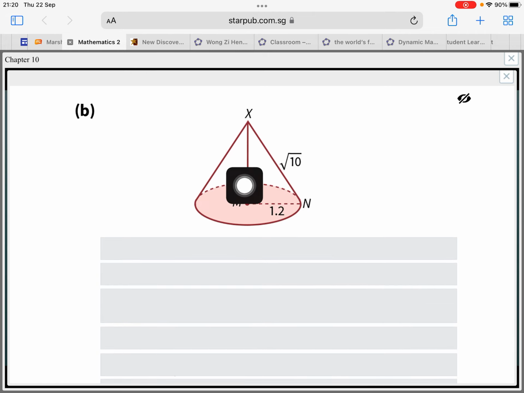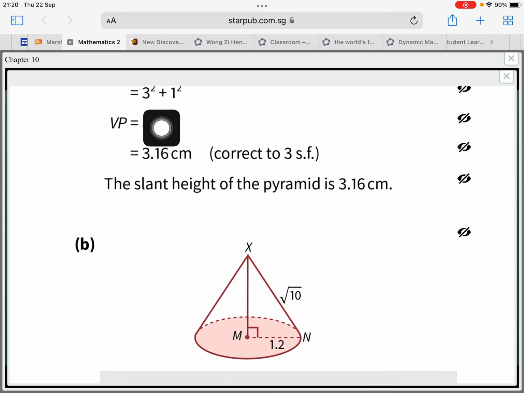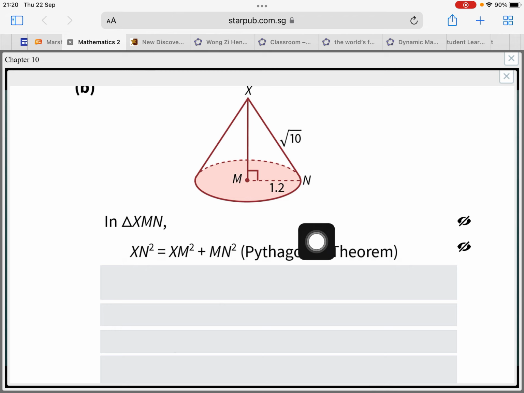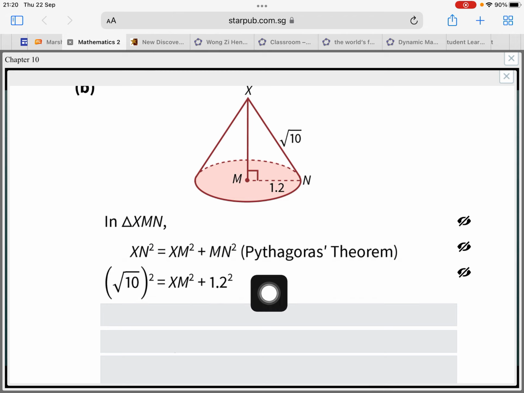Over here, they did it out nicely for you. The slant height, they carry over from here using square root 10. You use the value before it's rounded off so that you get a more exact one. So here's 1.2. You can find your xm using Pythagoras theorem. Same thing, always state your Pythagoras theorem, do your substitution in.